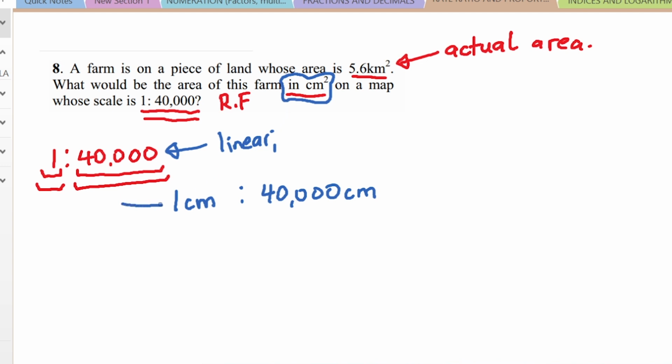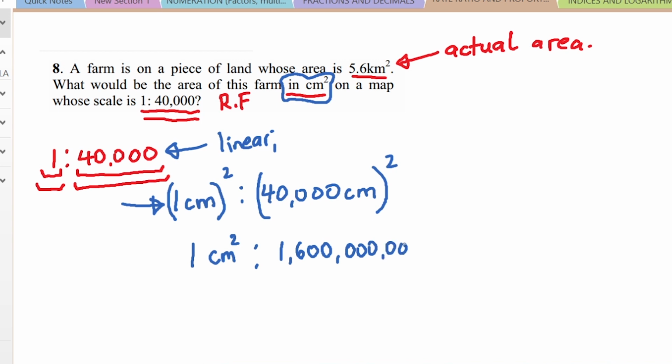So what we do, let us get a representative fraction that is in square centimeters. So what happens is that we are going to square that, and we are also going to square that. So that now this is 1 squared, which is 1 centimeter squared, is equivalent to 40,000 squared. 40,000 squared is going to give us 1.6 billion. So now this means that 1 centimeter squared on the map represents 1.6 billion centimeters squared on the actual ground.